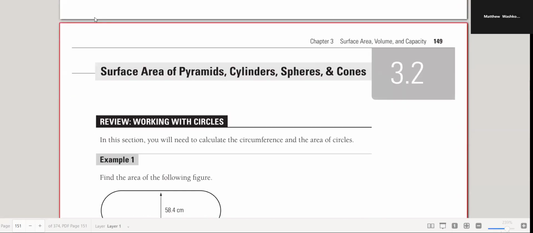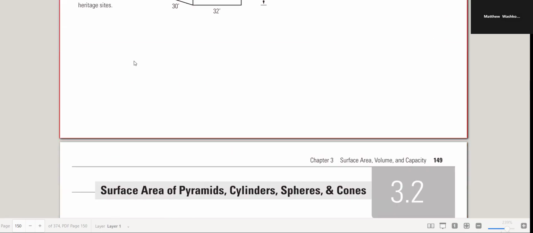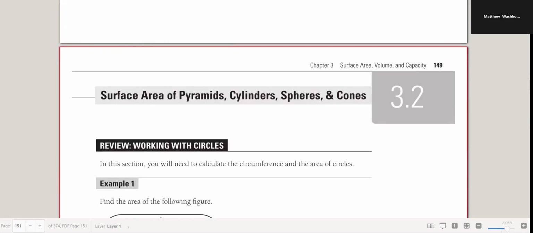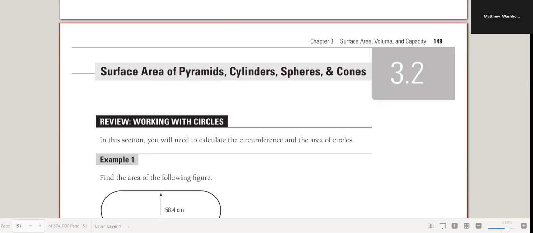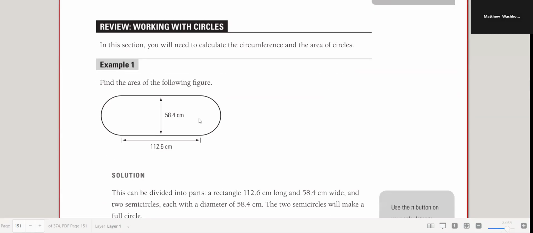Hello, folks. So we are now going to do Unit 3.2, which is the surface area of pyramids, cylinders, spheres, and cones. Before, we did 3.1, those were simpler shapes, right? Triangles, squares, rectangles, all the fun stuff like that. Whereas now we're looking at some more complex shapes. So here's what we're going to do. We're going to try this out.